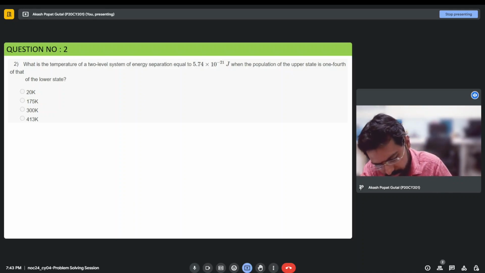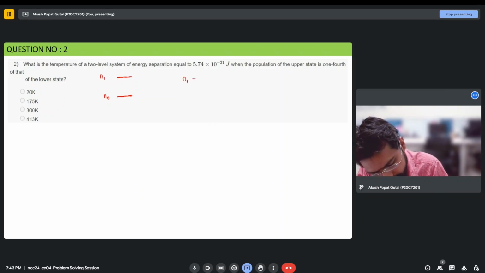So first we will separate out the given things. We have only a two level system, so this is N0 and this is N1. And the population of the upper state is one fourth of that of the lower state. Upper state has population 1 by 4 that of the lower state. This is the condition given. So from here we can find N1 by N0, which is nothing but 1 by 4.